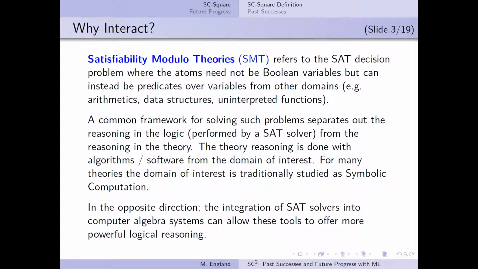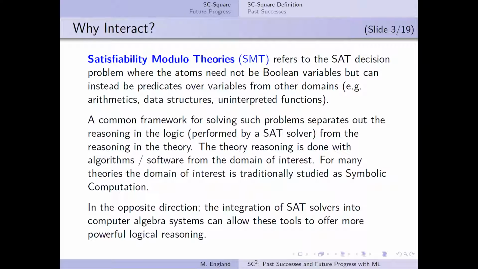So why should they interact? Well, one way to think about that is to define what SMT stands for. I used that abbreviation earlier. It stands for Satisfiability Modulo Theories. It refers to a SAT problem in computational logic where the atoms of the formula whose satisfiability we're trying to check need not be Boolean variables. They could instead be predicates, things that evaluate to a Boolean, which involve variables from other domains. Now, these domains could be mathematical ones. They could also be more data structures or uninterpreted functions.